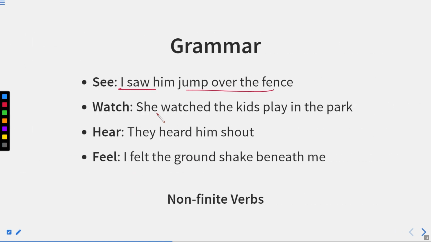See, I saw him jump over the fence. Watch. She watched the kids play in the park. They heard him shout. I felt the ground shake beneath me. So with all these verbs, we do not add to, but we make the sentence with bare infinitives, that is only verb first form. Now, with these verbs we can also make the verb in ing form, which we will discuss later on in the form of participle. And there I will tell you the difference between make being an infinitive and being a participle, whether to use verb first form or verb third form after the word make. That we will discuss later on.